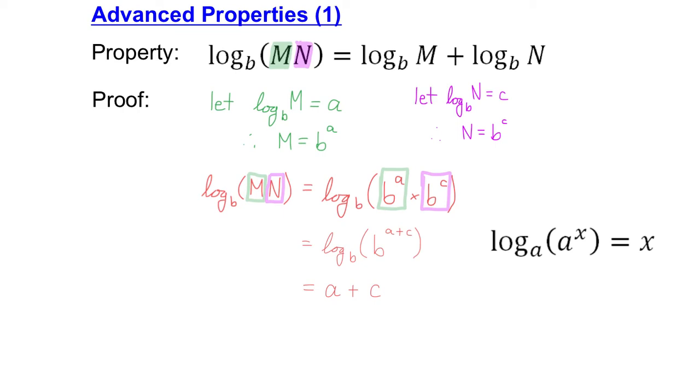Now just go back to my definitions of a and c. Well, a is log base b of m, and c is log base b of n. So therefore, log base b of mn equals log base b of m plus log base b of n. So there you have it. This property is true, and this is why.